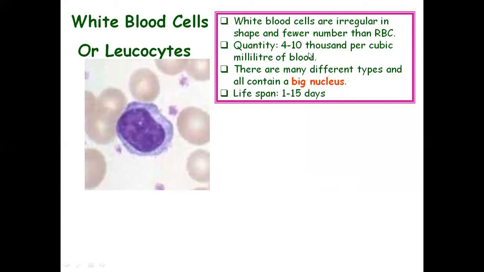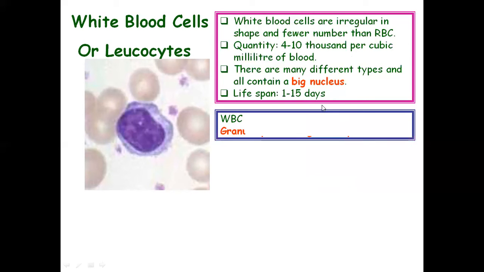Its amount is 4 to 10,000 per cubic millimeter of blood. There are many different types and all contain a big nucleus. So they have a big nucleus. Its lifespan is 1 to 15 days only.